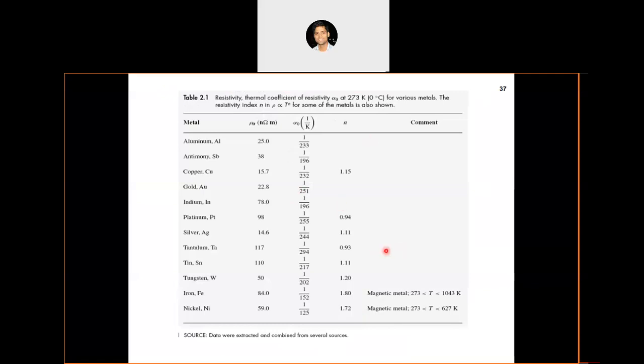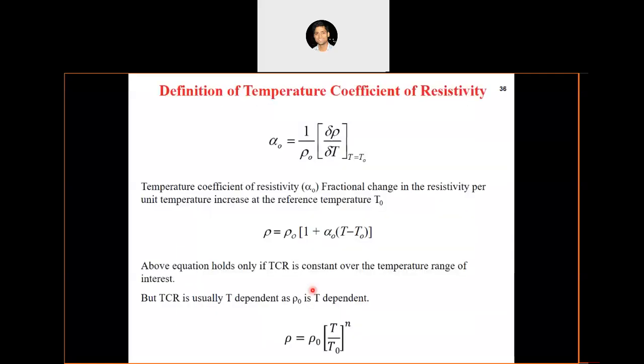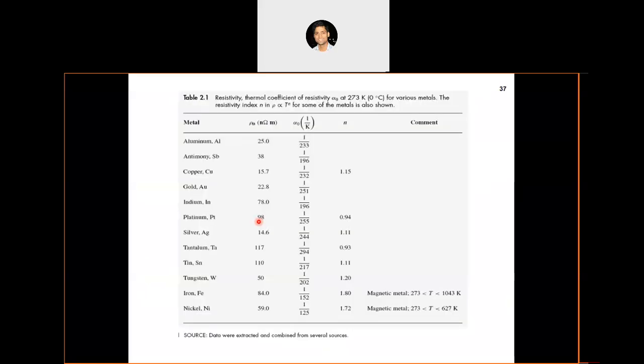So from this table we can say that if we know the value of rho naught and alpha naught, we know the value of TCR, and also we know the value of resistivity as a function of temperature. All right. Any questions?